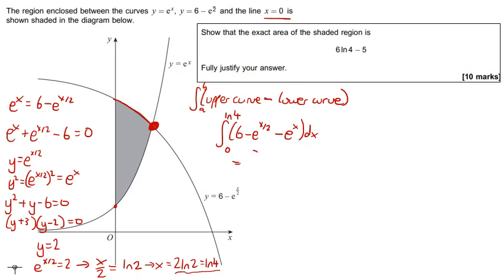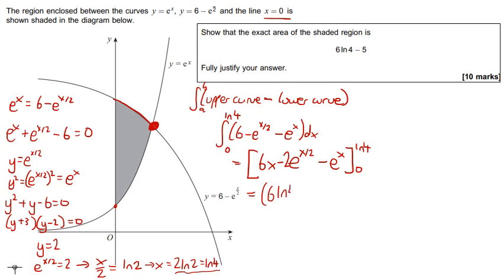So here goes. 6 integrates to 6x. e to the x over 2, we use the reverse chain rule. So exponential just integrates to itself, but then we have to divide by the derivative of the inner function. So divide by a half, which is the same as multiplying by 2. And then the last term is just e to the x from 0 to ln 4. So let's put the upper limit in first.